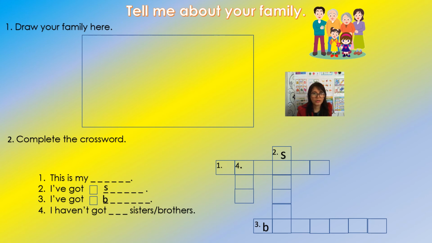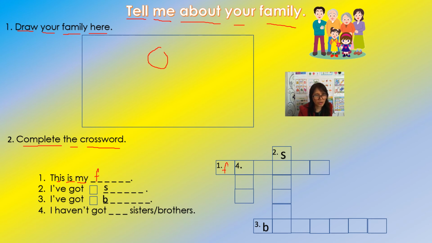Tell me about your family. Draw your family here. You are going to draw the picture of your family here. Then number two, complete the crossword. For example, number one, this is my... You write it here. For example, F, A, this is my, and then you write here F.